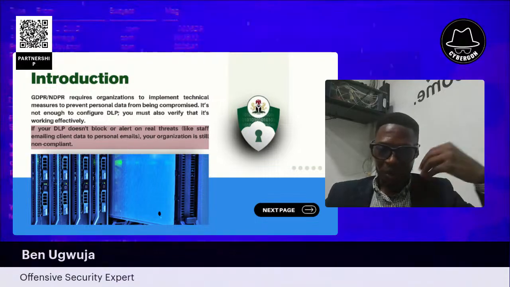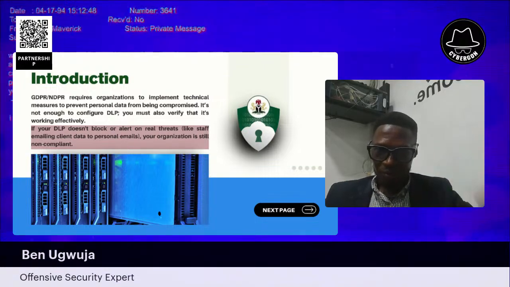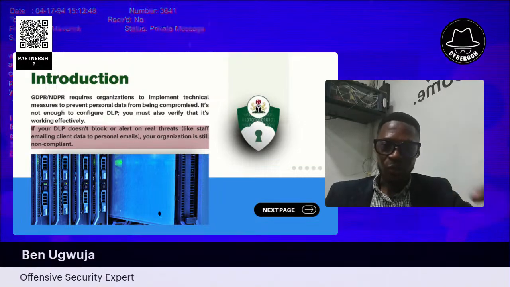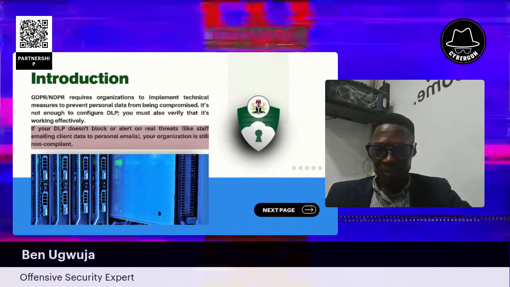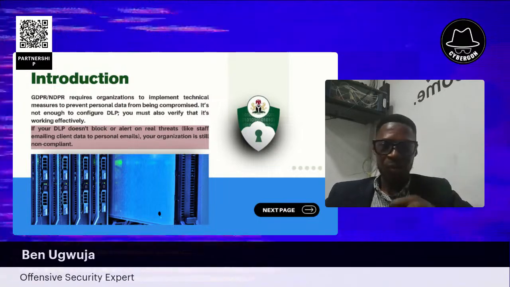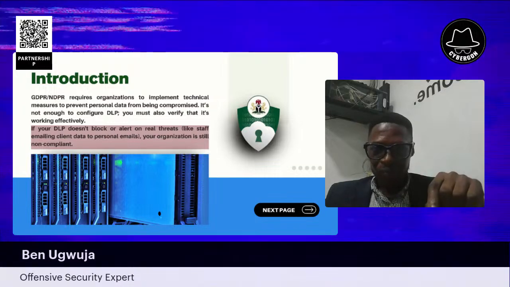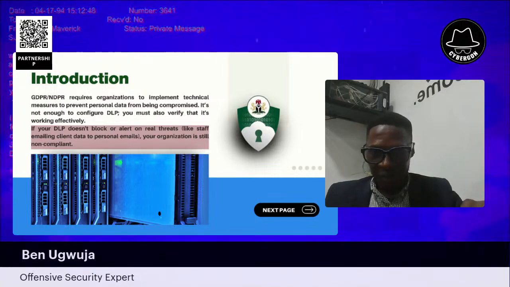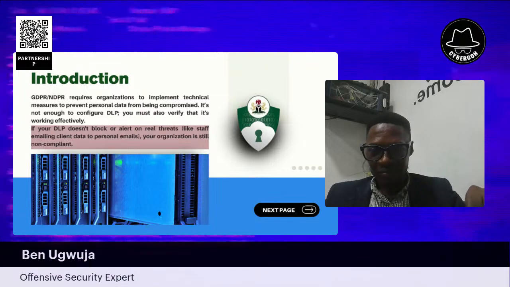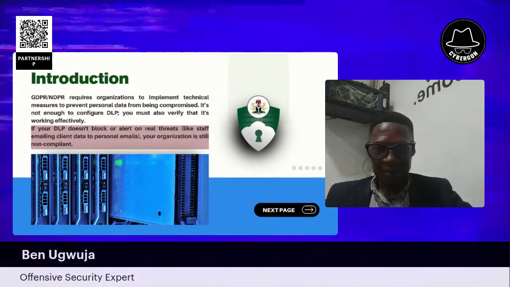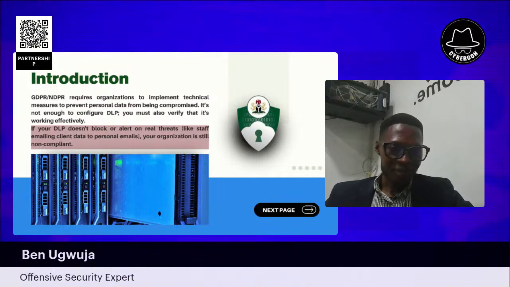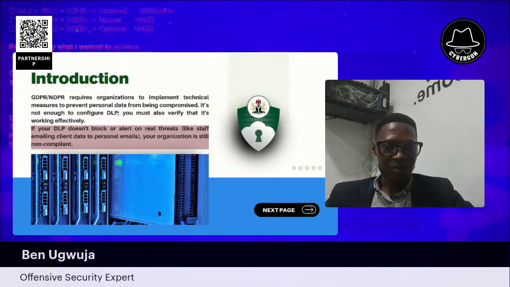We have talked about what could make an effective system stop working after some time, so go back and look at that training. If your DLP solution doesn't block or alert you on real threats, like a staff member trying to email a client a sensitive file, then your DLP solution is not working fine. Is that okay? All right.